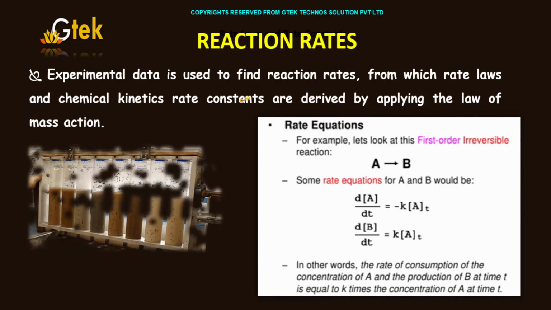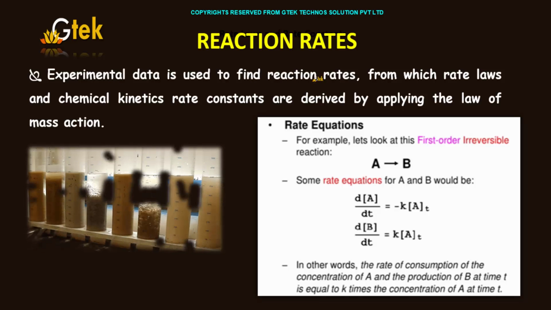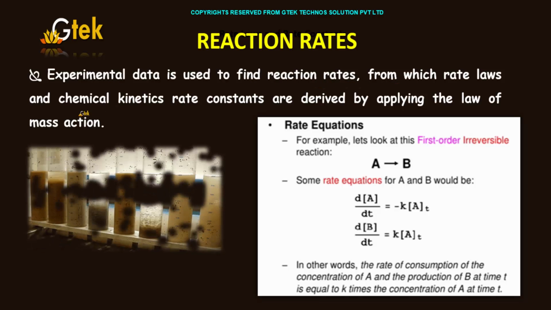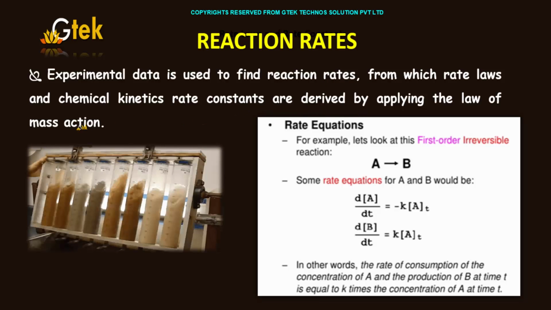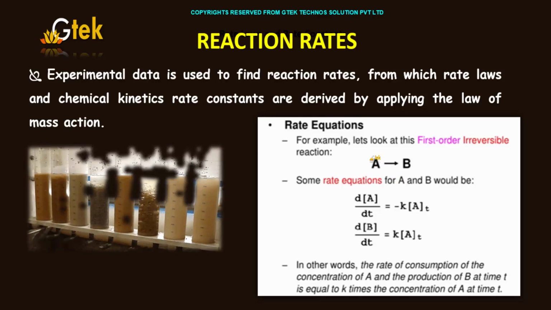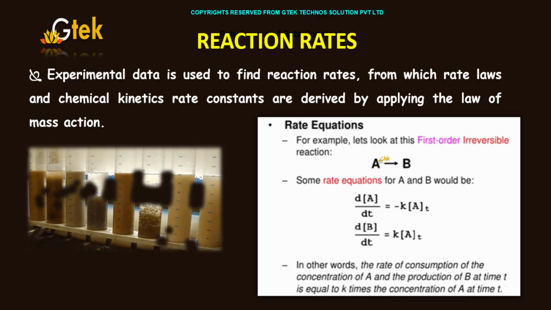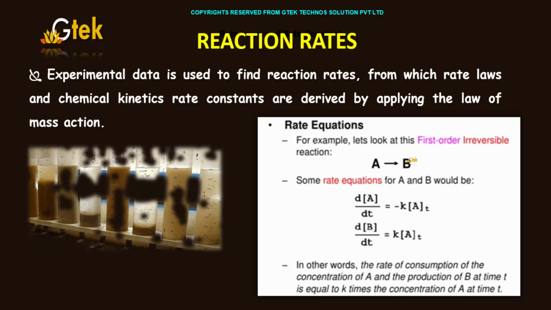Now further on to reaction rates. Experimental data is used to find the reaction rates, from which the rate law and chemical kinetics rate constants are derived by applying the law of mass action. I got my reactants, and I got the product. So reactants give the product.